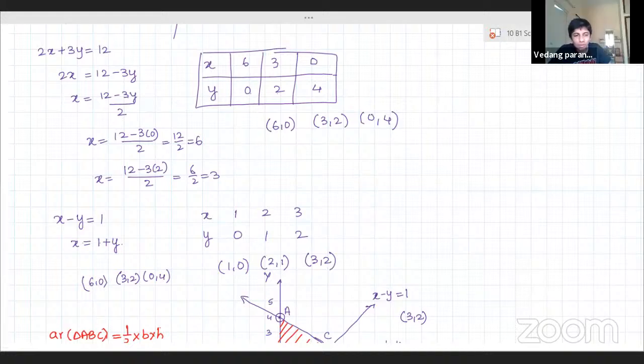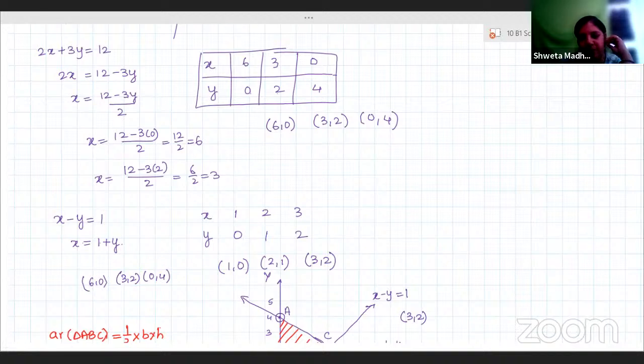Ma'am, in the notebook or even the question paper, after we paste the graph there, should we write the coordinates of the vertices of the triangle that they have asked in the question? In the answer sheet, you have to write the coordinates of the points of intersection.